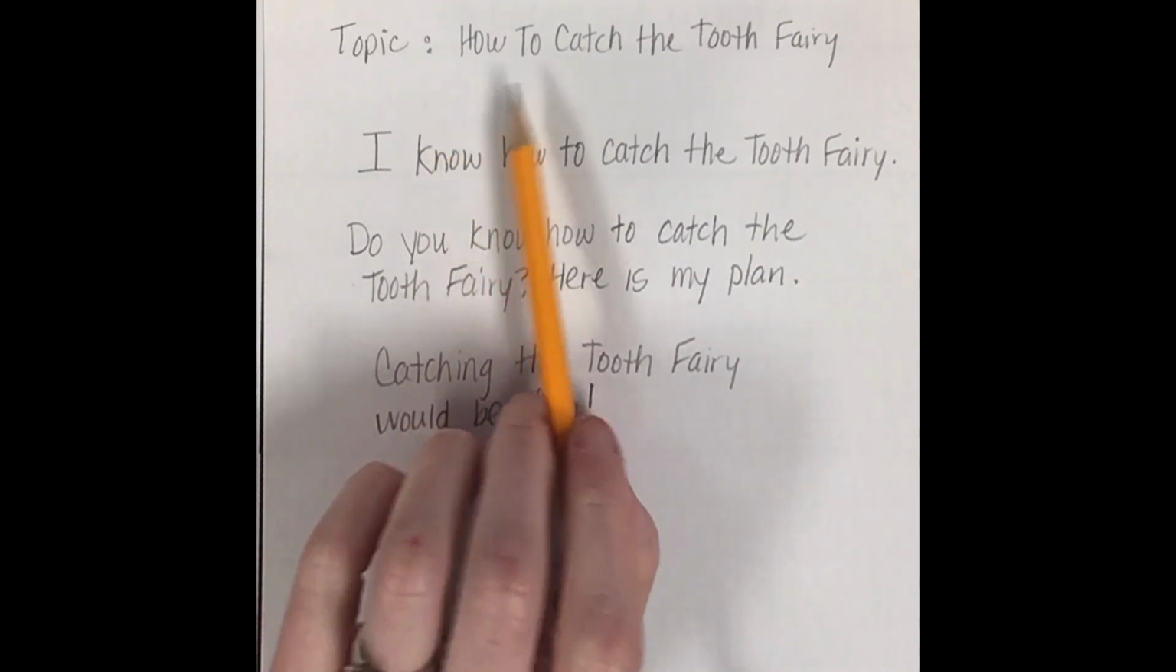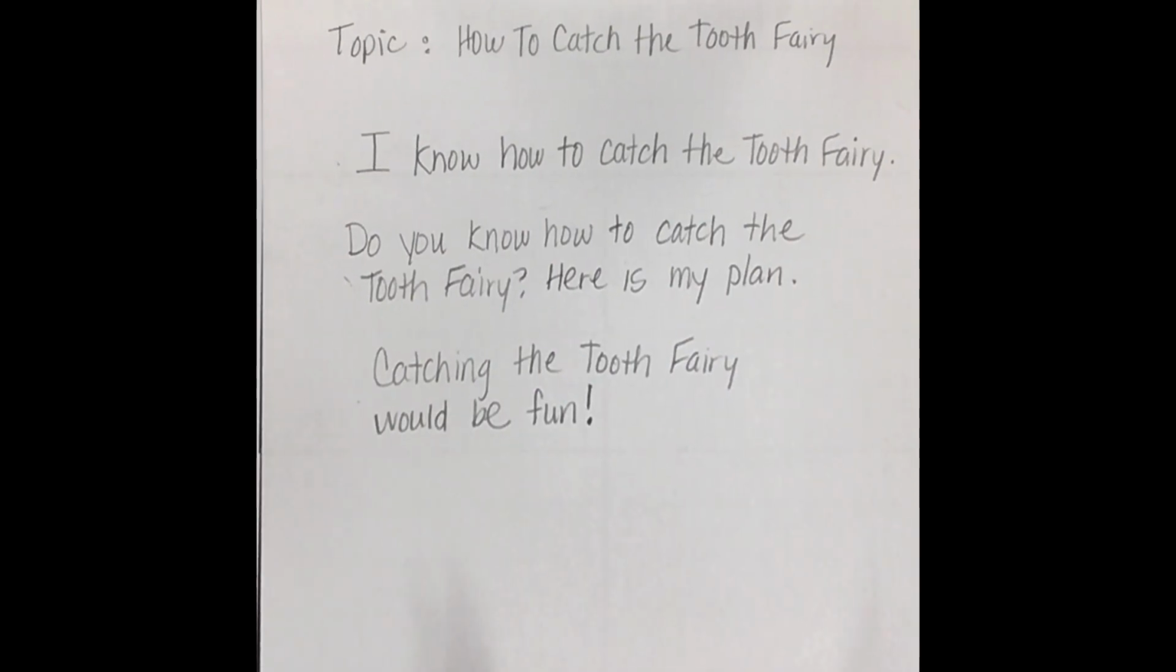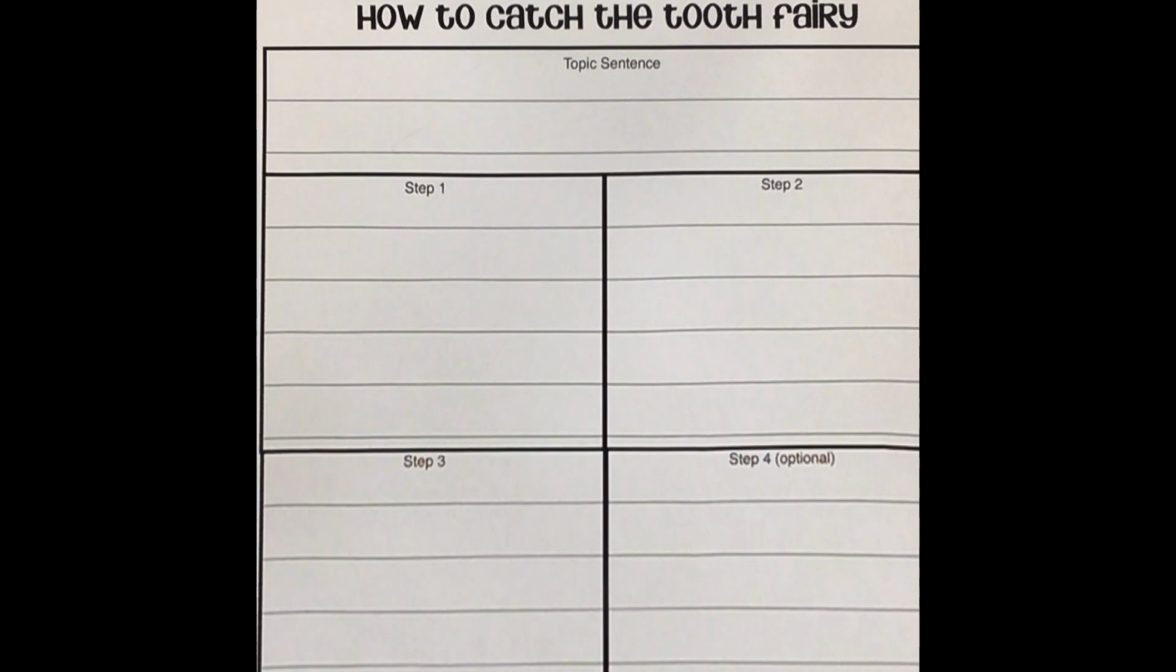My topic, how to catch the tooth fairy. And I have 3 different examples of topic sentences. I know how to catch the tooth fairy. Do you know how to catch the tooth fairy? Here is my plan. Catching the tooth fairy would be fun. I want to decide which one I like the best, and that is the topic sentence I am going to use on my organizer. So I'm going to get my organizer right now.